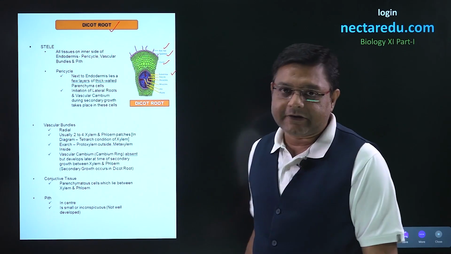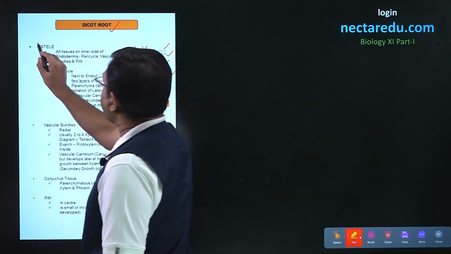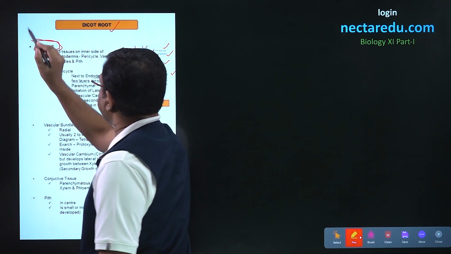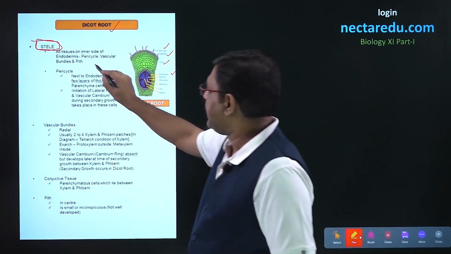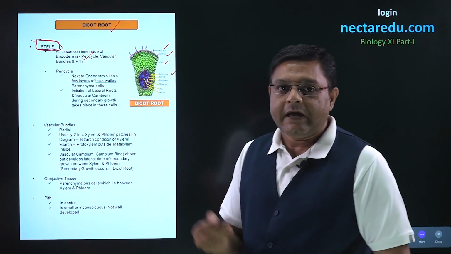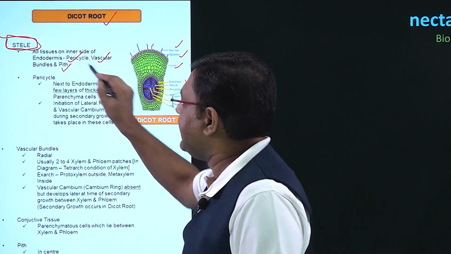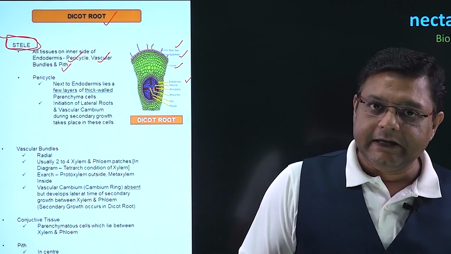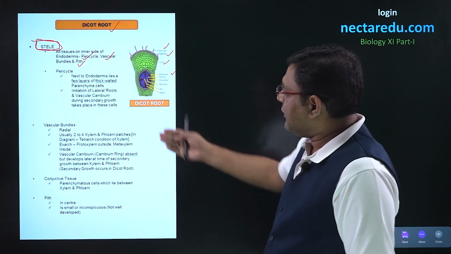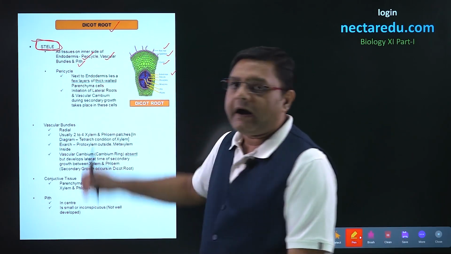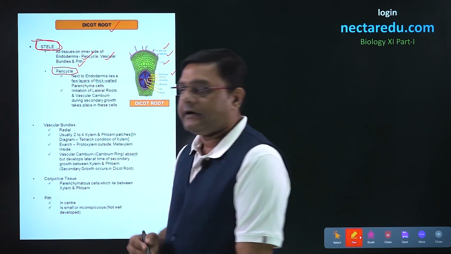So, all the structures which are present inside endodermis are collectively called as stele. So, we can say that stele will have pericycle included in it. There will be vascular bundles and there will be central pith in it. So, these parts will constitute the stele. Now, looking into these parts one by one, the first part is the pericycle.